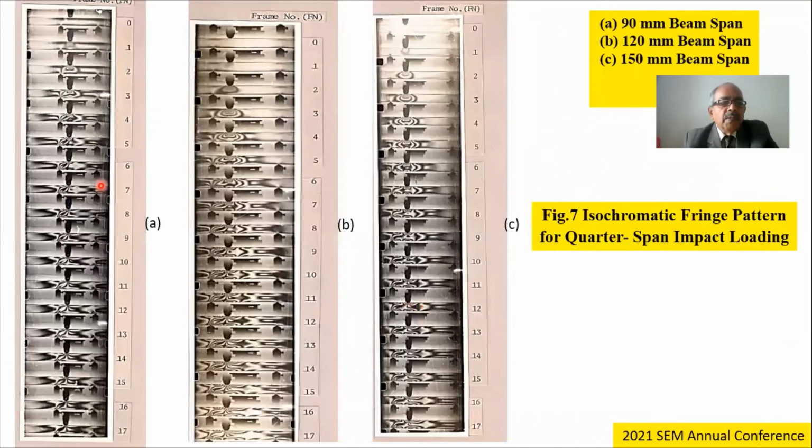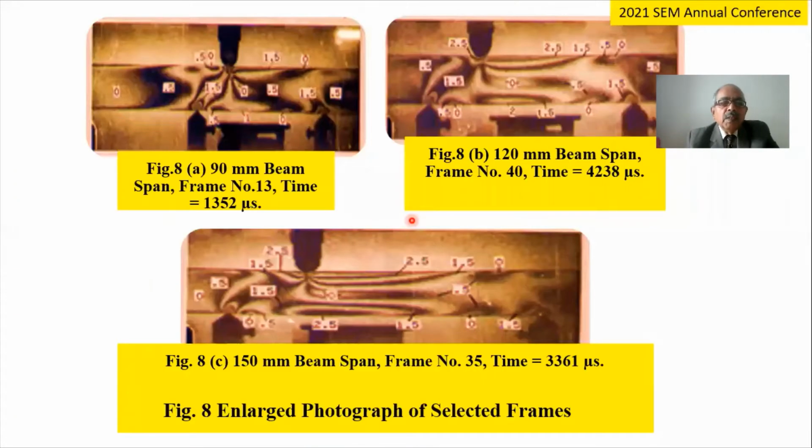This is a non-central case where A is for 90 millimeter, B for 120 millimeter, and C for 150 millimeter. These details give a typically different situation than the central one, which will be discussed. This is the enlargement for 90 millimeter. The enlargement for this is at time 1352 microseconds, 120 millimeter is at a 4238 microsecond time frame, and C, the 150 millimeter beam, is at 3361 microseconds.